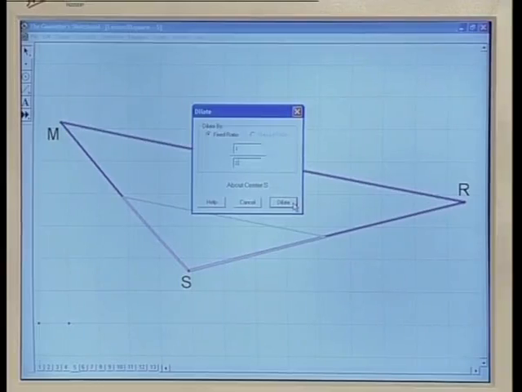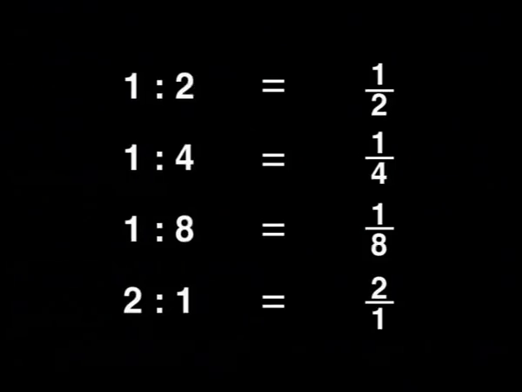Again, we will use the computer program to construct similar triangles according to the following ratios: 1 to 2, 1 to 4, 1 to 8, and 2 to 1. This time I have made a printout of the results, but before we look at them, think about the triangles you expect to see. The ratios we will use can also be represented as 1 divided by 2, 1 divided by 4, 1 divided by 8, 2 divided by 1.